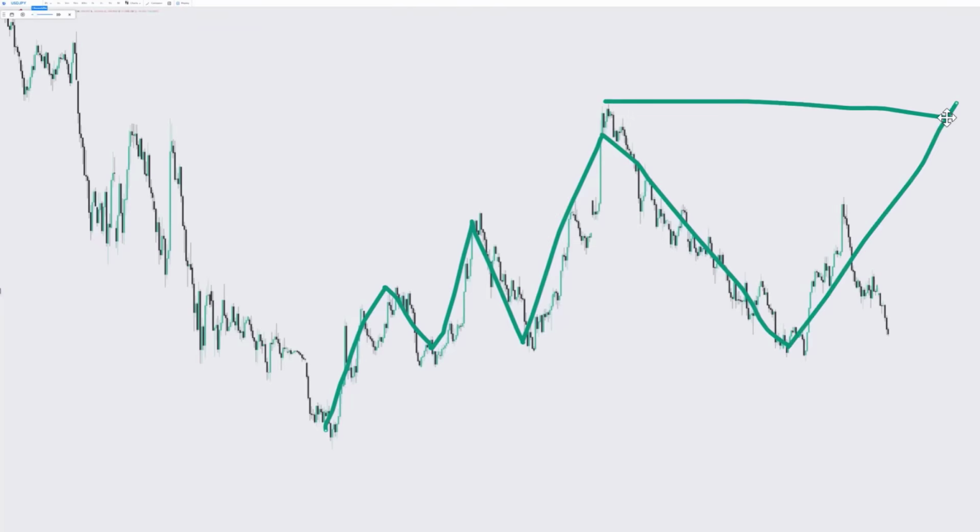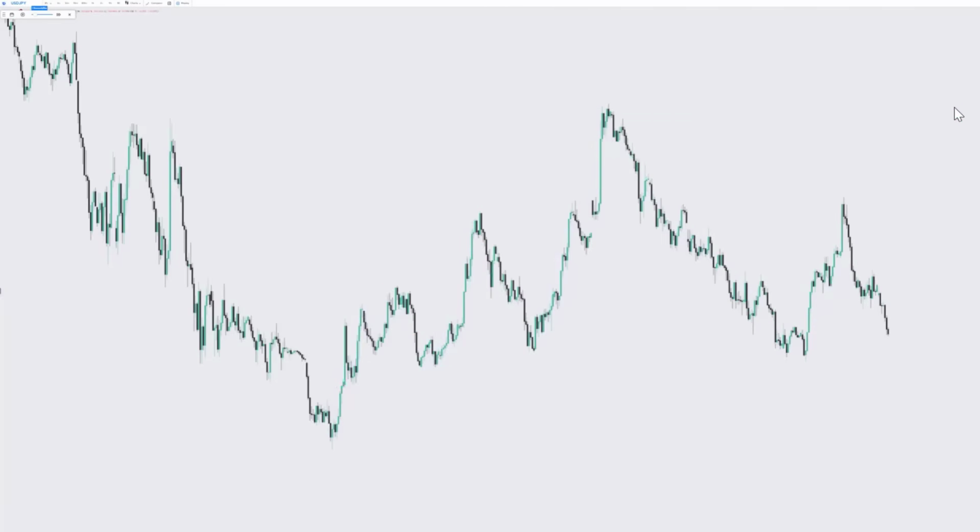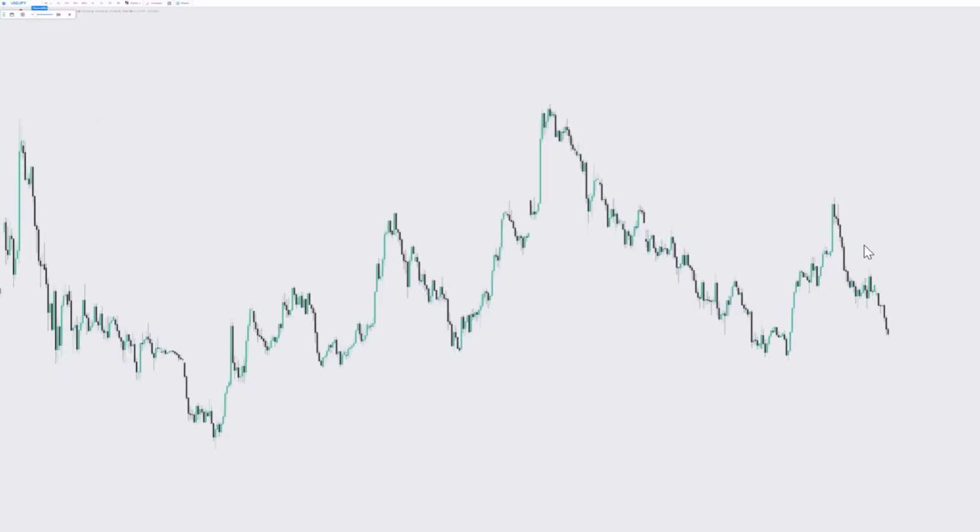This is now our directional bias. This has helped you understand the direction of the market, where price is moving to, and it should help you know the direction you're going to trade in. This is very simple.